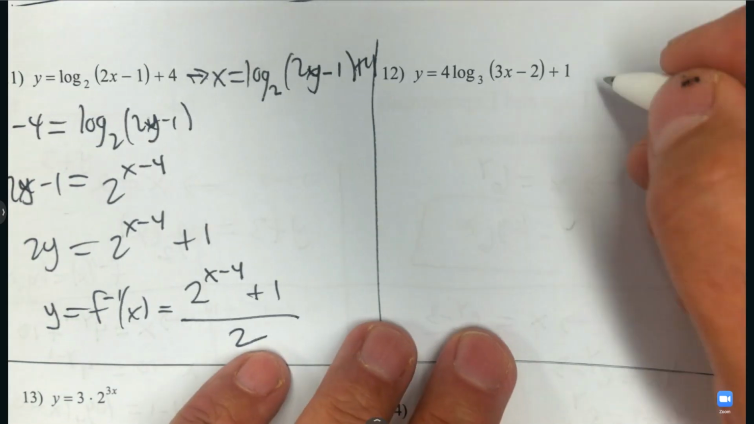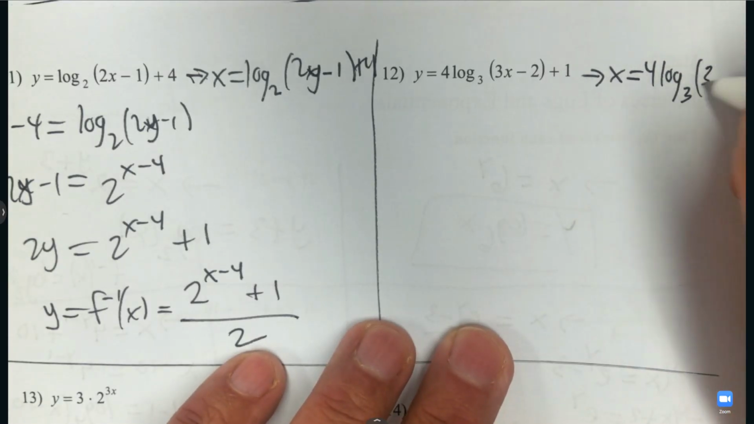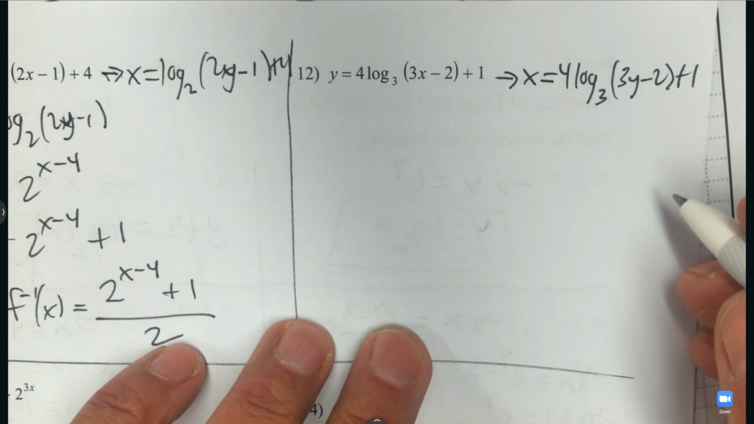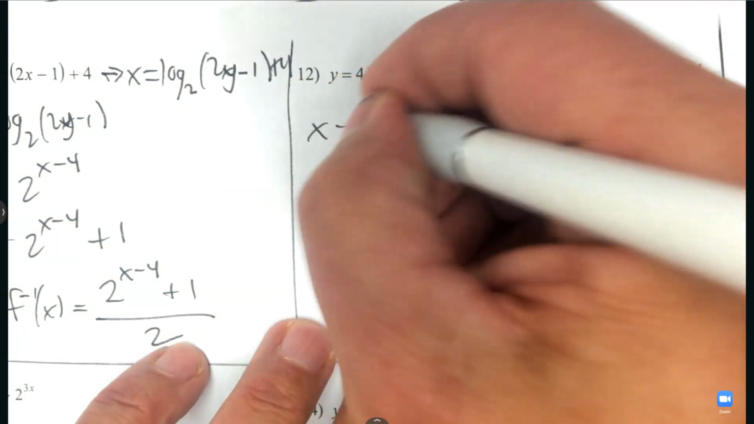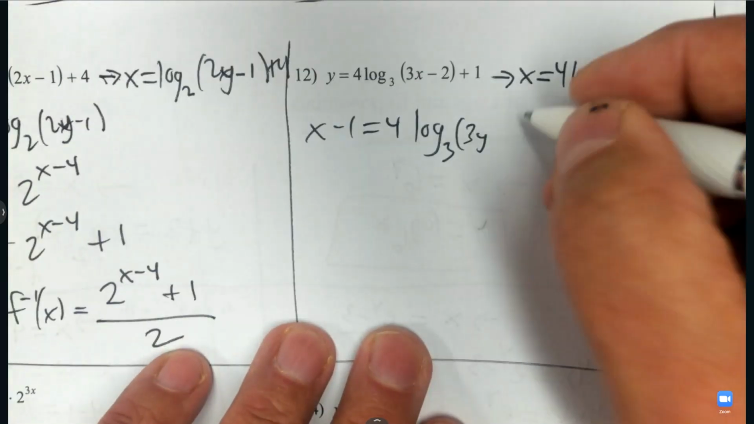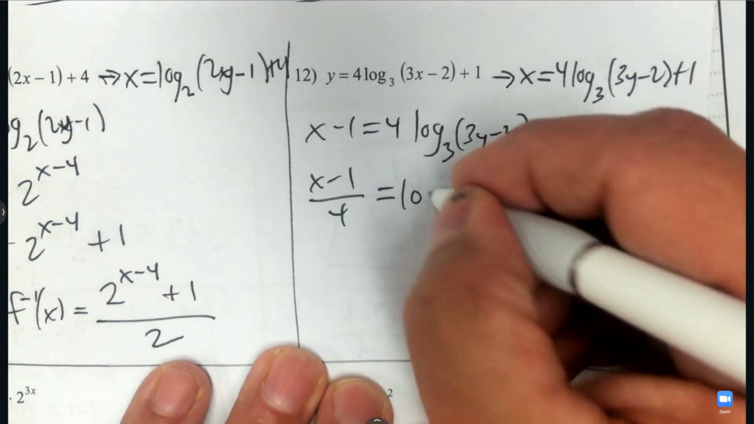All right, number 12, we're going to inverse this. X equals. And then I'm going to solve for y. So I'm going to subtract 1. I'm going to divide by 4. Then I can write it as an exponential. So I have x subtract 1 divided by 4.